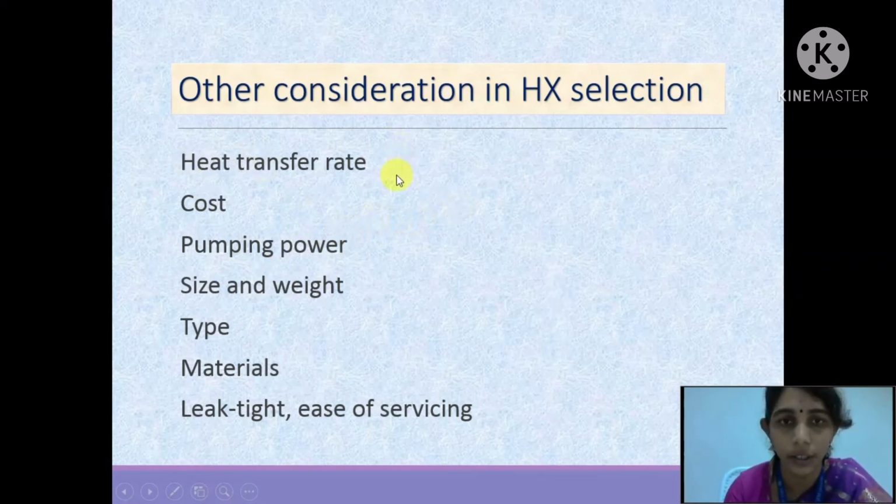Then heat transfer rate. In the given length of heat exchanger, for the given time, the heat transfer should occur. We know the inlet conditions, outlet condition, and the mass flow rate is fixed. So for these fixed conditions, how best is the heat transfer attained, and in what time? That is called the heat transfer rate. So a good heat transfer rate is always expected. Next is the cost factor. Cost is a very important factor.